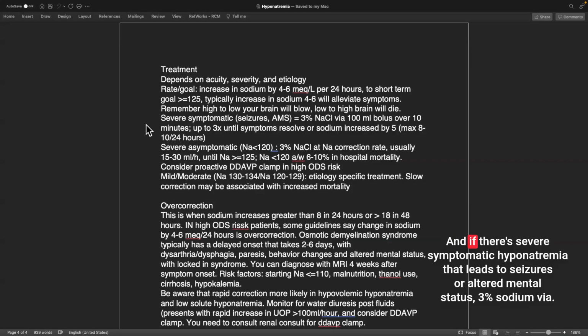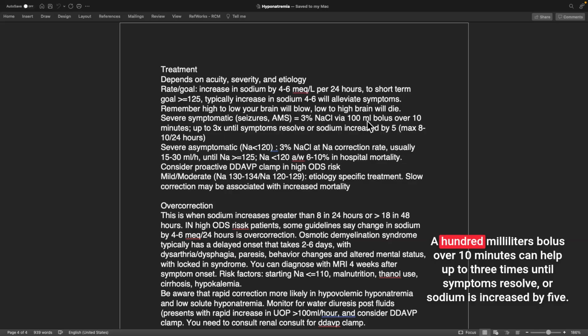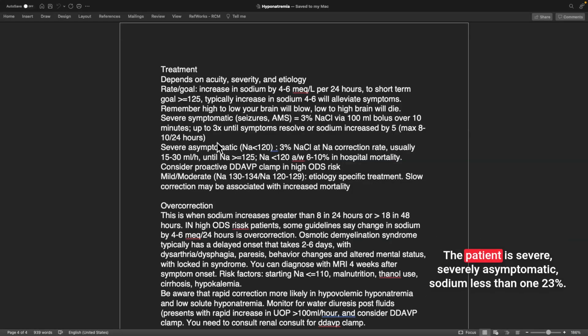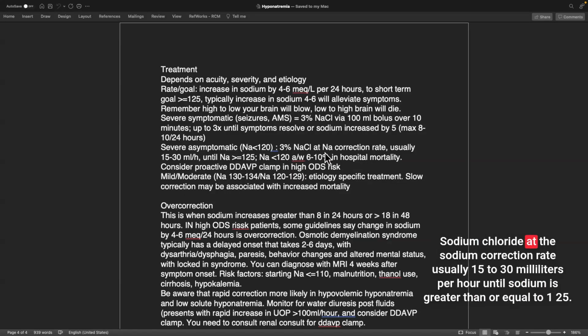If there's severe symptomatic hyponatremia that leads to seizures or altered mental status, 3% sodium via 100 milliliter bolus over 10 minutes can be given up to 3 times until symptoms resolve or sodium is increased by 5. If the patient is severely hyponatremic but asymptomatic, sodium less than 120, give 3% sodium chloride at the sodium correction rate, usually 15 to 30 milliliters per hour, until sodium is greater than or equal to 125.